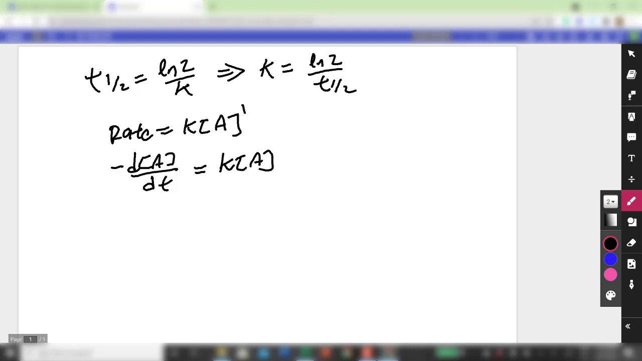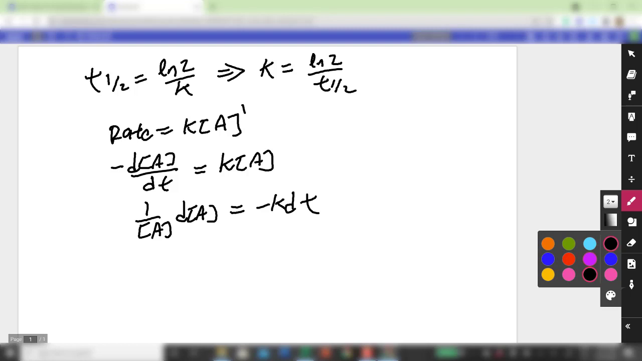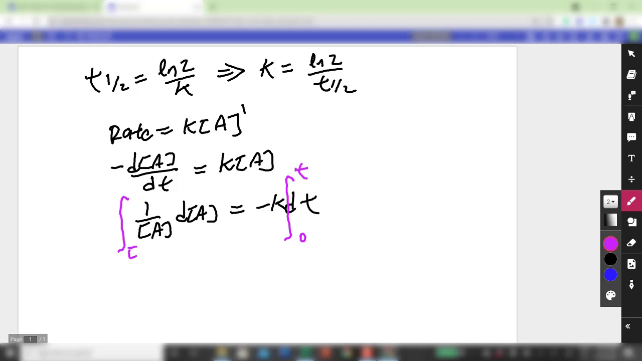If you do that, I'm going to bring the A term to the left and the dt term to the right. So I'm going to end up with 1 over concentration of A dA equals minus k dt. I'm also bringing the minus sign to the right-hand side, because I just want to ensure that the A term overlaps so that I can perform an integration over here. I will integrate from time equals 0 to time equals t. At time 0, I have A naught, and at time t, I have A.